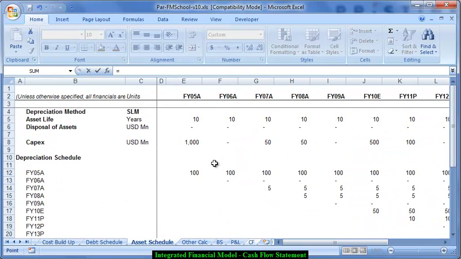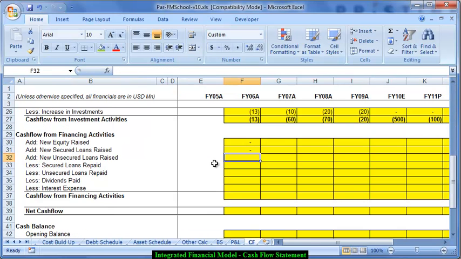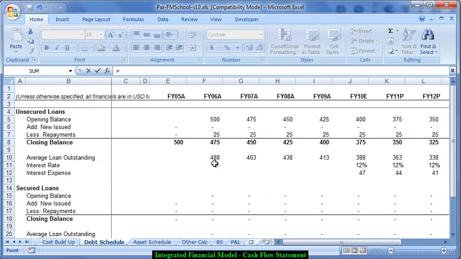So secured loans will be in the debt schedule. Please note that there are multiple schedules. You can use any of these schedules to link. As far as the model is linked, there is no problem at all. So these are new secured loans, right? New unsecured loans. Again, I'll figure it out from the debt statement.